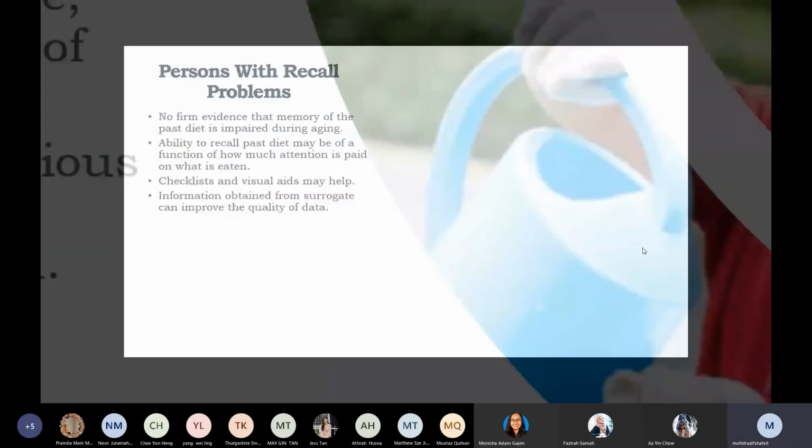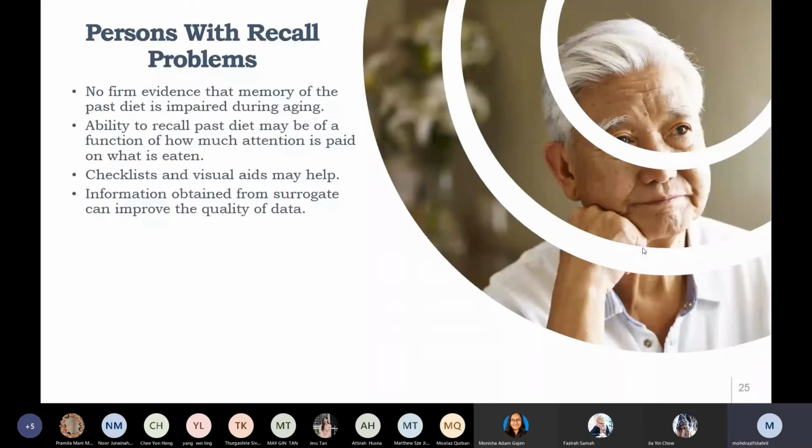The next group is persons with recall problems. This is mostly the elderly and those with special needs. There is no firm evidence that memory of past diet is impaired during aging, unless we can prove that using methods to look at the cognitive level and so on.